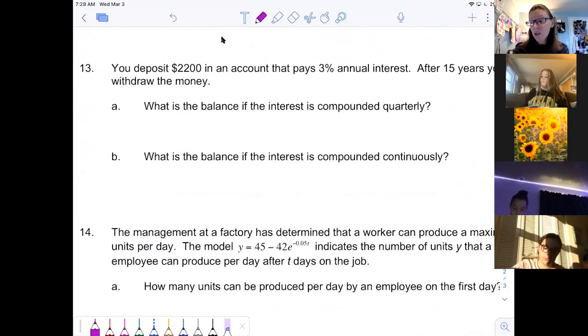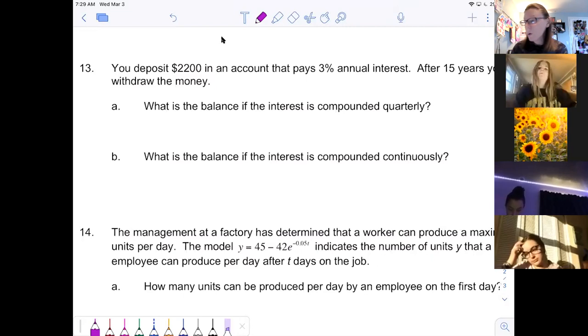You deposit $2,200 in an account that pays 3% annual interest. After 15 years, you withdraw the money. What is the balance if the interest is compounded quarterly?